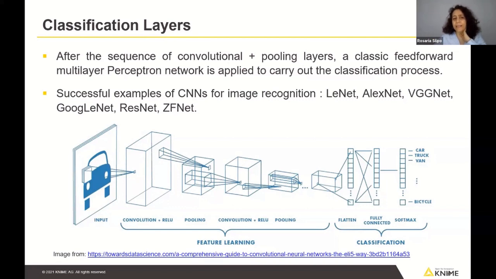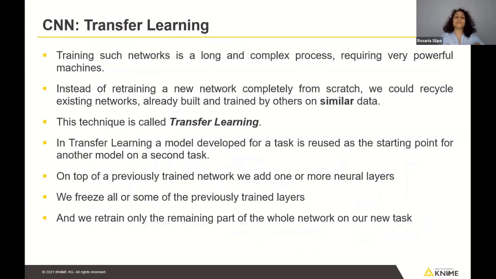So there are many successful examples of convolutional neural networks for image recognition. They are all cited here. AlexNet was the first one, and then a number of other ones. Those are complex and big neural networks, and they've been trained on a very large data set of images. Very likely you will not have such a big data set of images, and you will not have the computational power to train such big networks. So training these kinds of networks is a long and complex process and requires powerful machines. And what do you do if you don't have them?